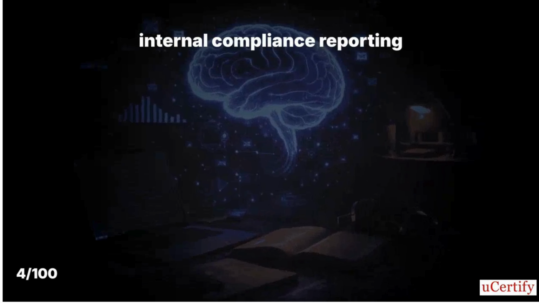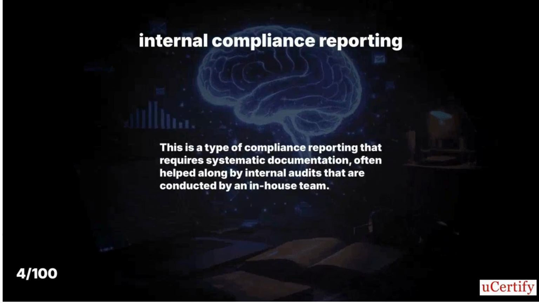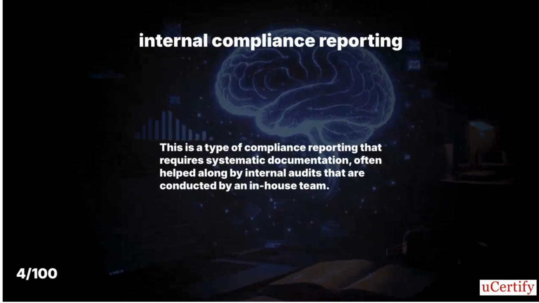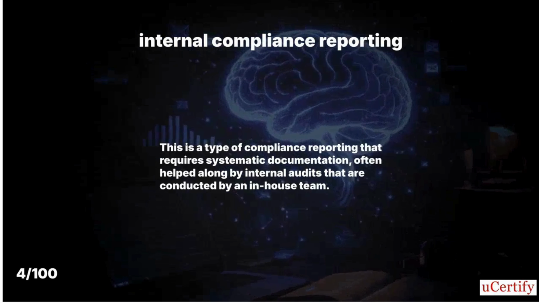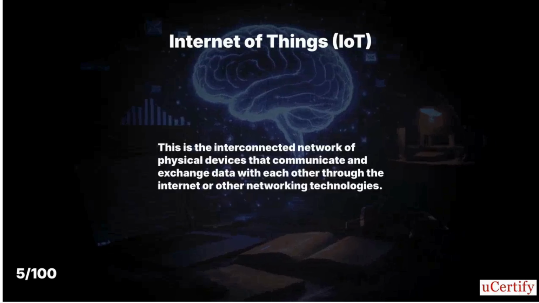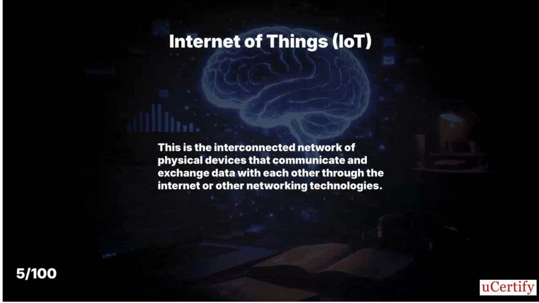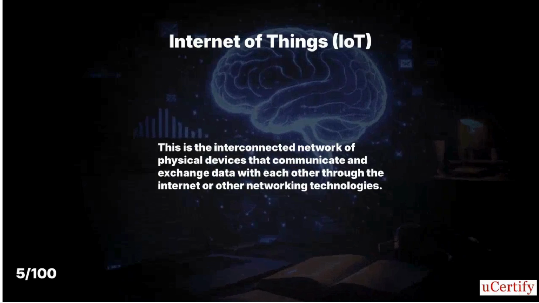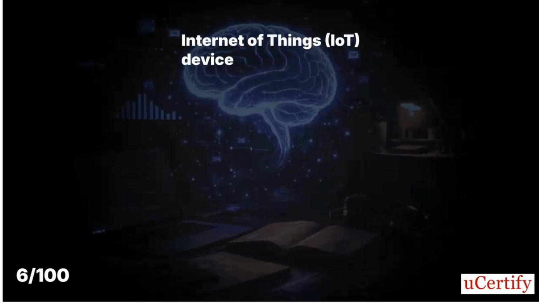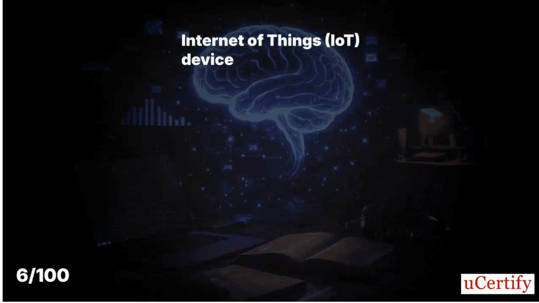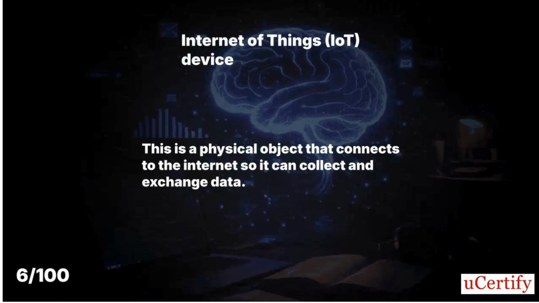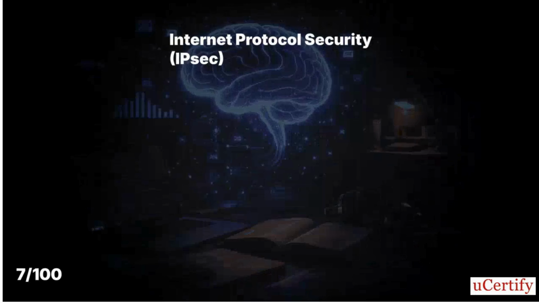Internal compliance reporting. This is a type of compliance reporting that requires systematic documentation, often helped along by internal audits that are conducted by an in-house team. Internet of Things. This is the interconnected network of physical devices that communicate and exchange data with each other through the internet or other networking technologies. Internet of Things, IoT device. This is a physical object that connects to the internet so it can collect and exchange data.